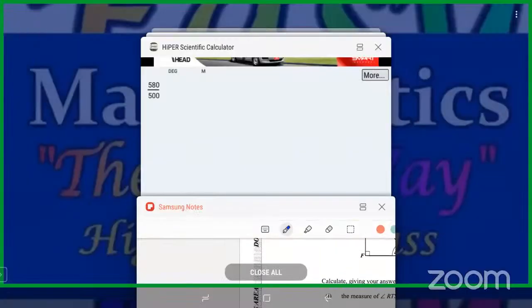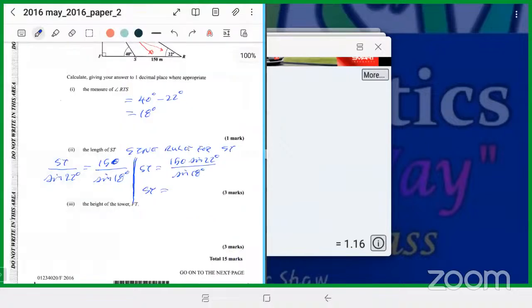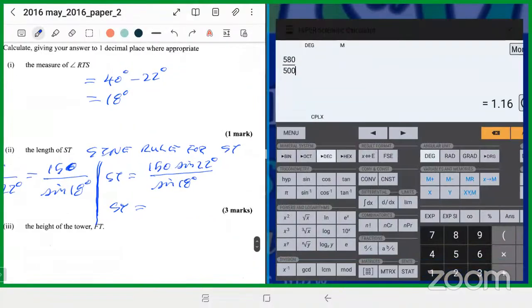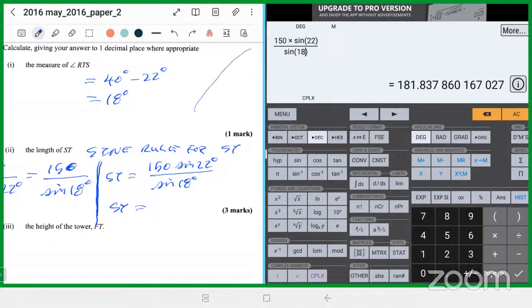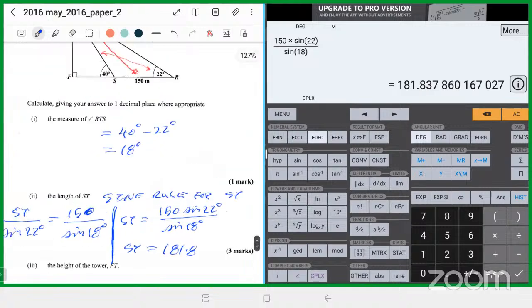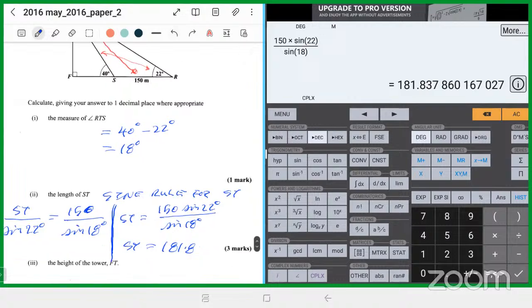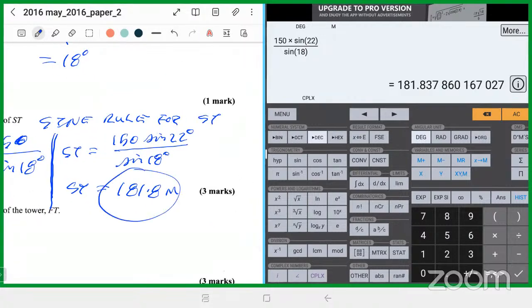Calculator. I set it up so I'm calculating once, using one calculation to finish. So it becomes a fraction of 150 times the sine of 22, divided by the sine of 18. Calculate in degrees, look up there for the DEG. All right, that is 181.8, 1 decimal place, 181.8. Unit of measure is what? Meters? Yes. Distance must have a unit of measure. Meters.